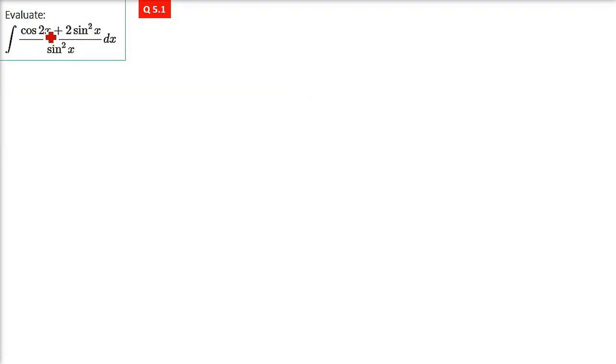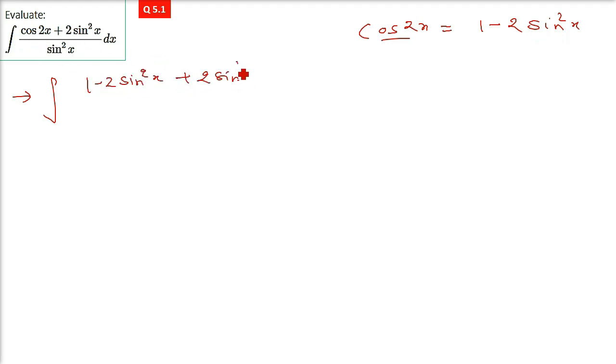Now evaluate the integral of (cos 2x plus 2 sin square x) divided by sin square x dx. So cos 2x is simply 1 minus 2 sin square x. So we'll use this one. Just replace cos 2x by 1 minus 2 sin square x: 1 minus 2 sin square x plus 2 sin square x, divided by sin square x. The negative 2 sin square x and the 2 sin square x get cancelled. They are similar with a plus and minus sign, so you can cancel them.